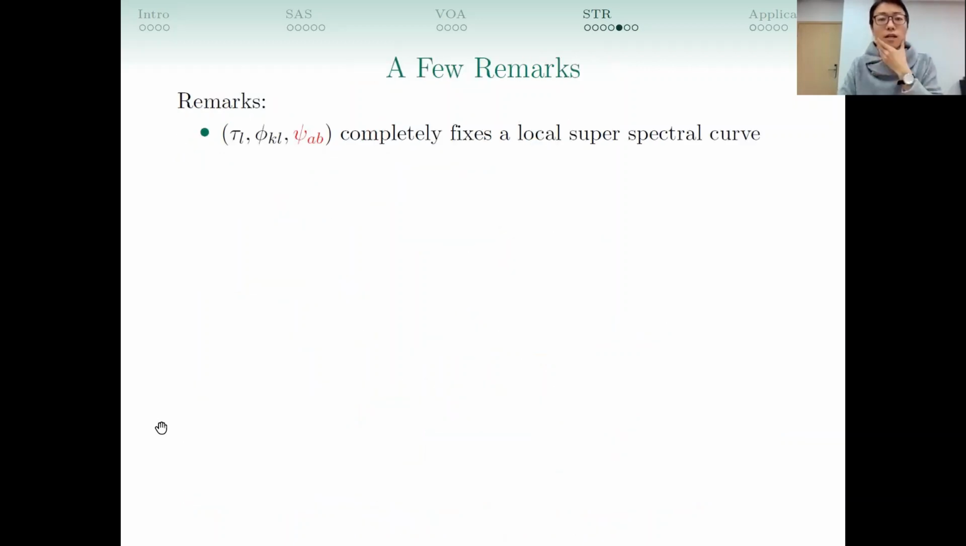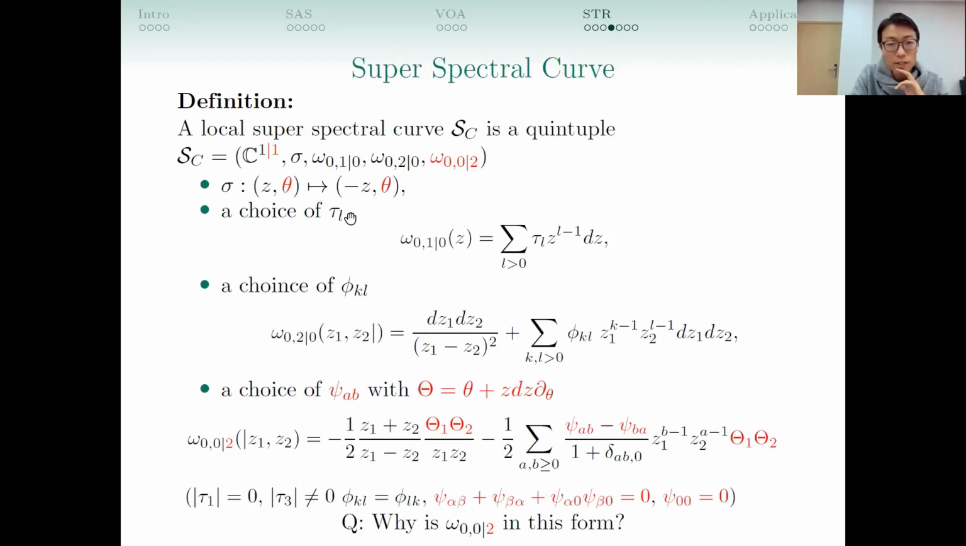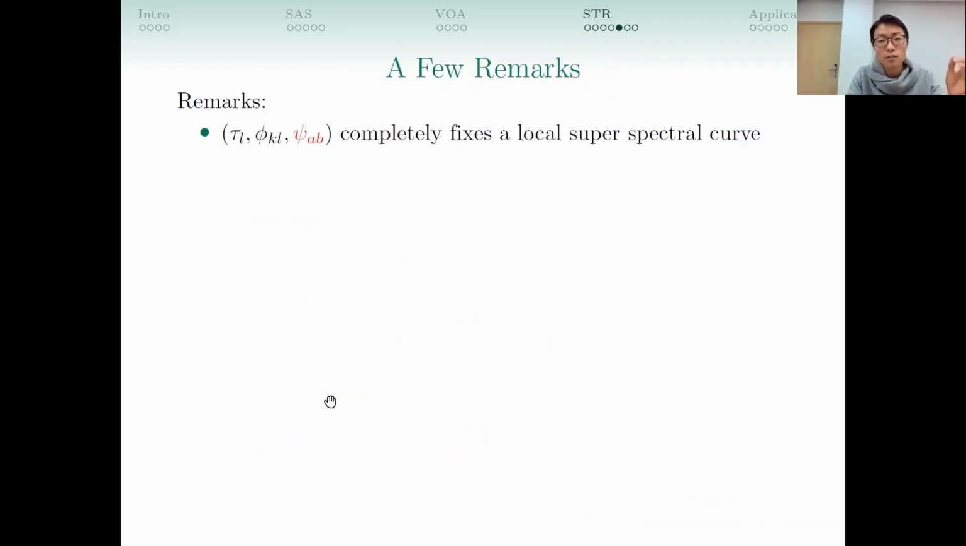Okay, a few remarks about the definition of a local super spectral curve. First of all, the degrees of freedom are just tau, phi, and psi. These are the only degrees of freedom that you can think of. Anything else is canonically fixed. So once you choose tau, phi, and psi, you uniquely fix a local super spectral curve.